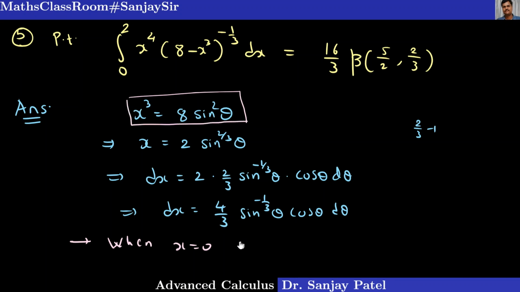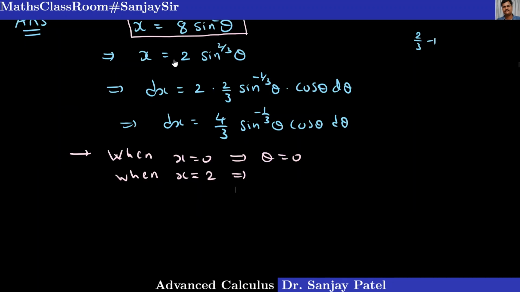Sine theta is equal to 0, that is, theta is equal to 0. And when x is equal to 2, see, the upper limit of integration is 2. When x equals 2, I can use this result and write sine raised to 2 by 3 is equal to 1. So sine theta is 1 and therefore theta is pi by 2.